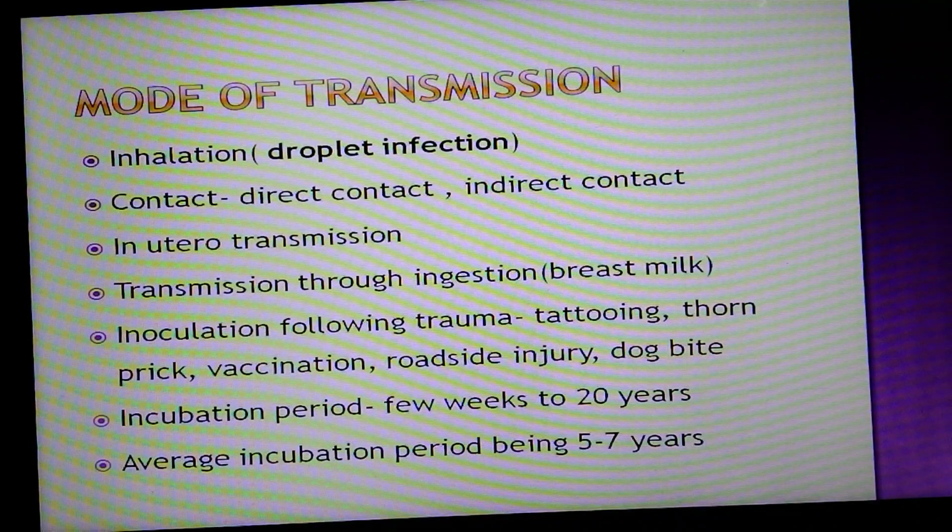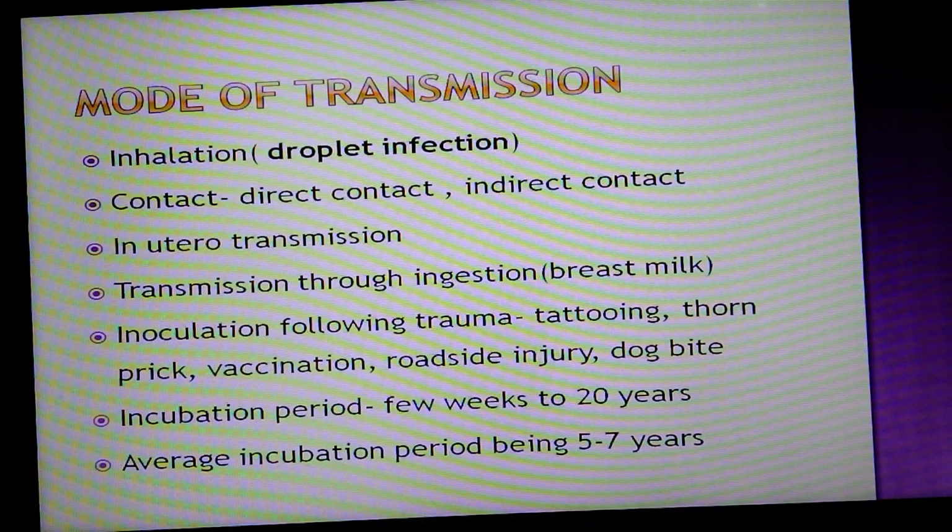Next we shall see the mode of transmission. How does it transmit? This is called the mode of transmission. First of all, through inhalation, where we can see droplet infection. The contact will be through direct contact or through indirect contact.